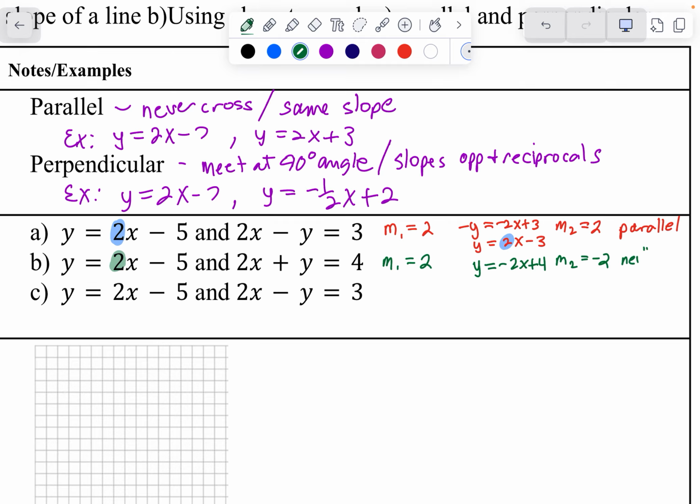Okay. It's not parallel, it's not perpendicular. They're going to cross somewhere. Who knows? I don't know. Okay. Let's do one more.